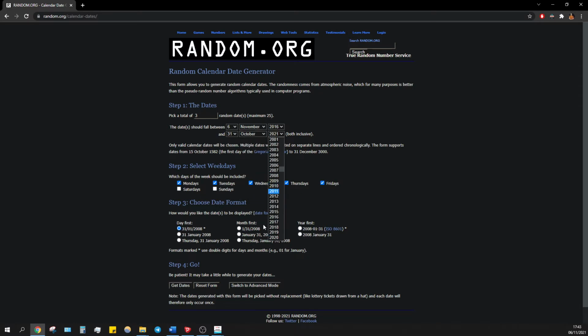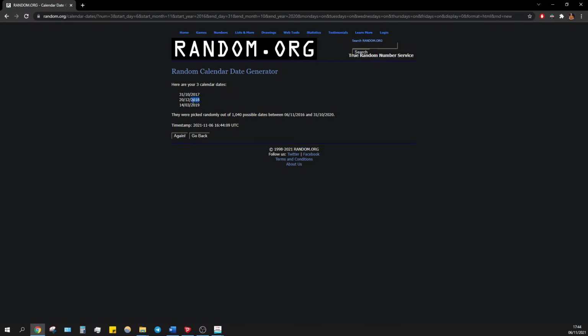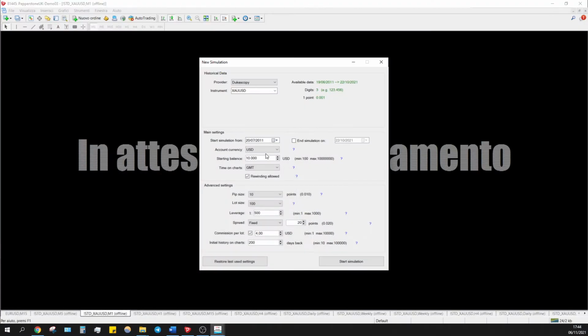And actually, yeah, it can't really be 2021 because I think I would need more than, I don't know how much time. Let's see. This one, 14th of March. There you go. We start with 1K. There you go, GMT. This one is always 2 pips spread for the commissions. And we are good to go.